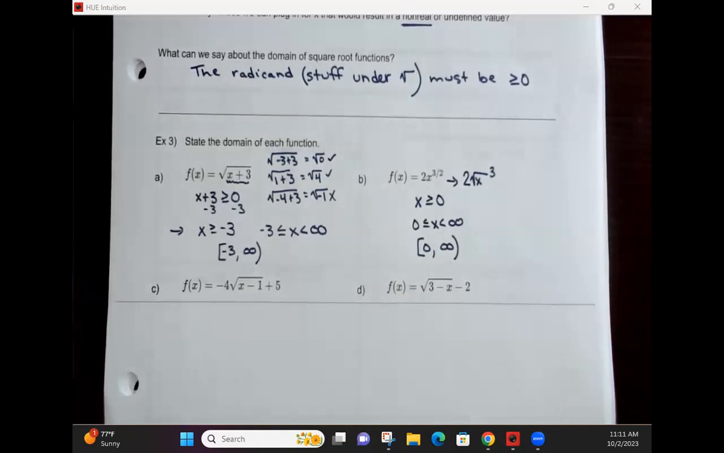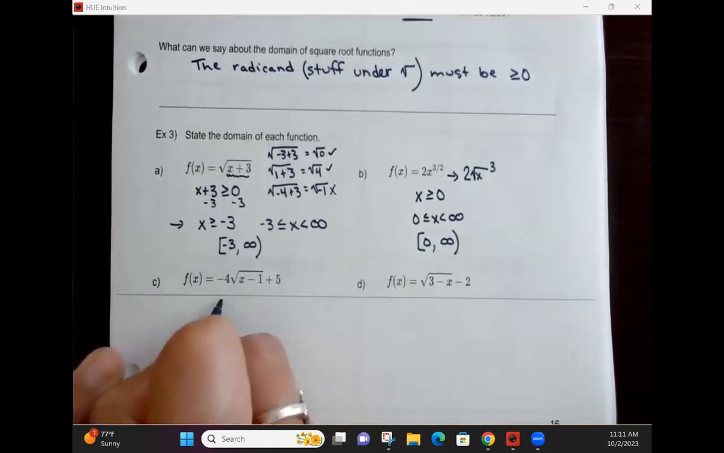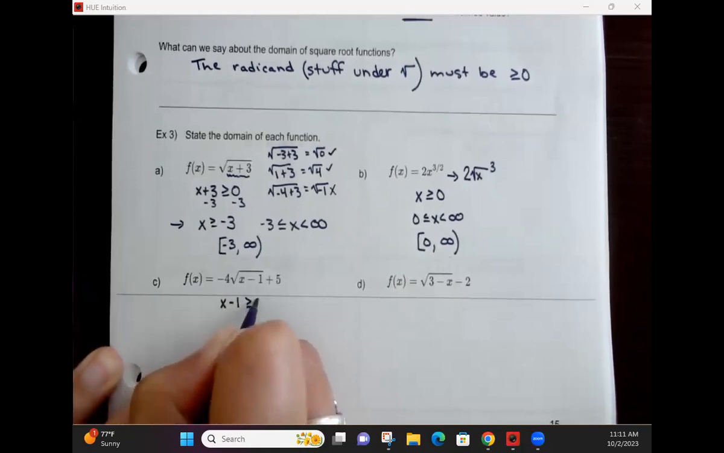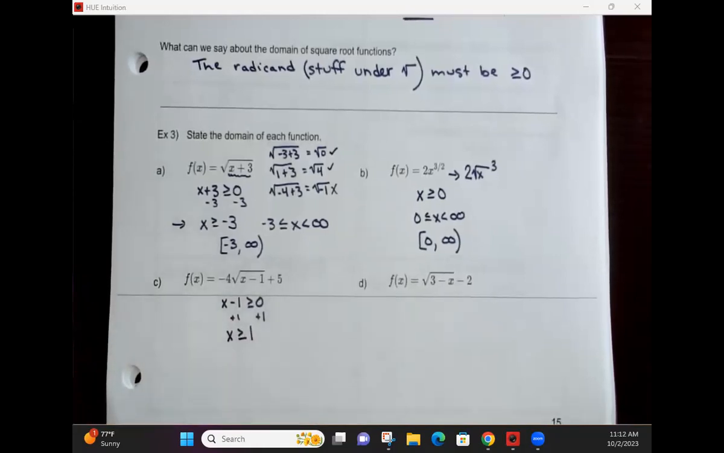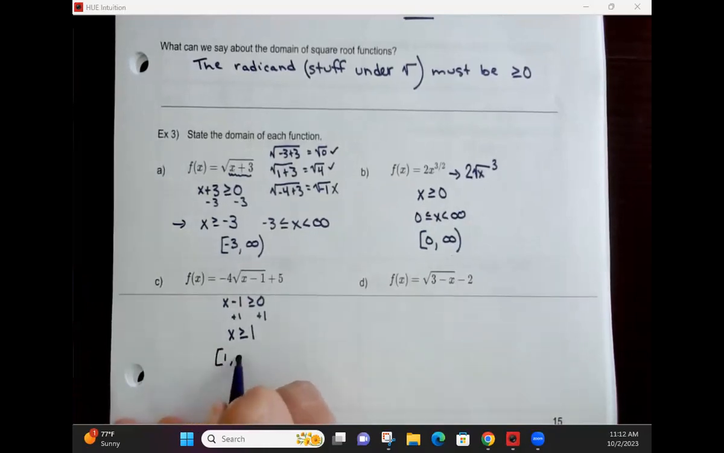And then same idea for C and D. I need the stuff under the root, the radicand, to be greater than or equal to 0. So x minus 1 is greater than or equal to 0. And we get x by itself. So x is greater than or equal to 1. That should make sense, right? The lowest number I can have under the root is 0. I can take the square root of 0, but nothing negative. If I plug in 1 for x, that would be the square root of 0. So that's our boundary. Anything bigger is okay, not anything smaller.